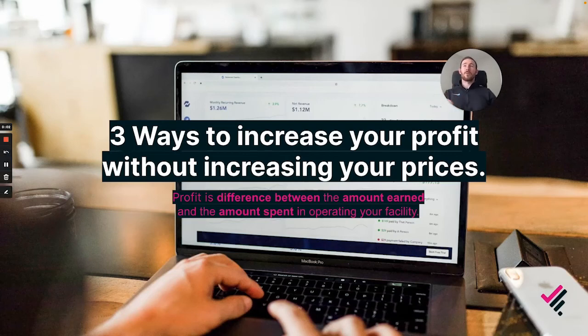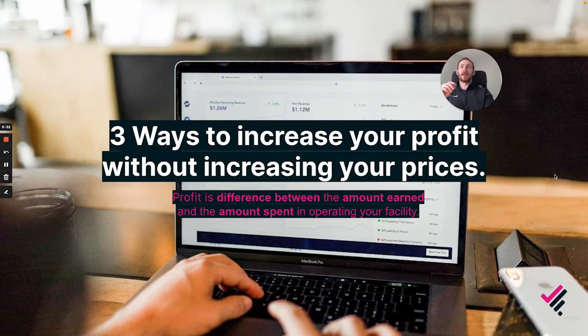With this training, we're going to look at 3 ways to increase your profits without increasing your prices. So profit is going to be the difference in the amount earned, so your revenue, and the amount spent, your overheads, in terms of operating your facility. We can change our profit by simply changing one of those 2 things. We either increase our revenue or reduce our overheads. Now, obviously, we can do both as well. That would be the ideal. So let's look at a couple of ways in which we can do that.